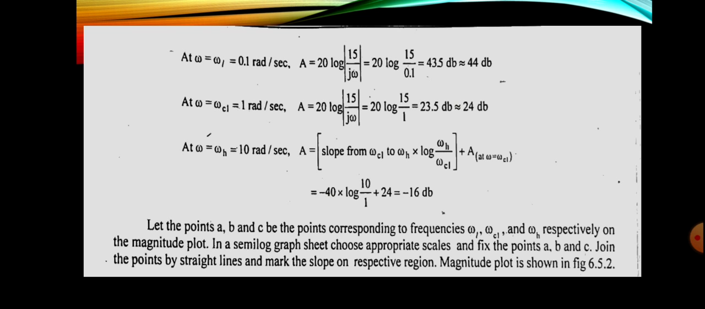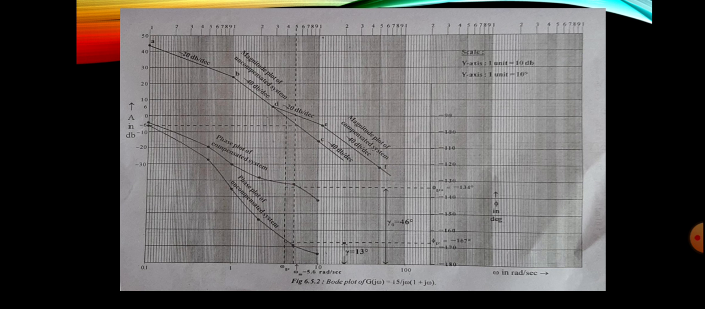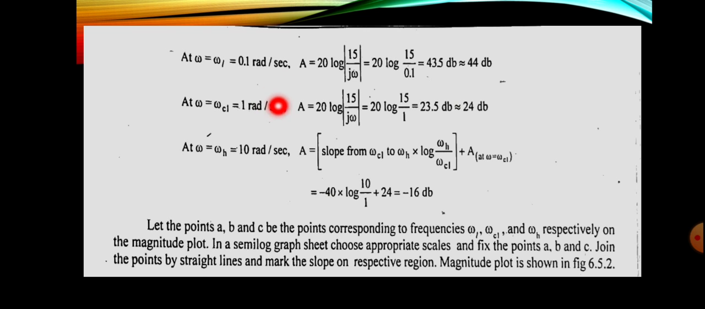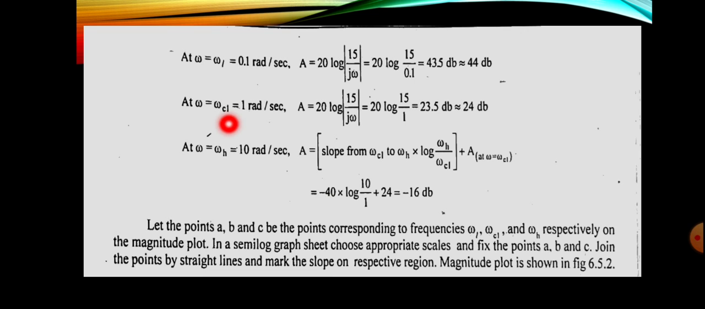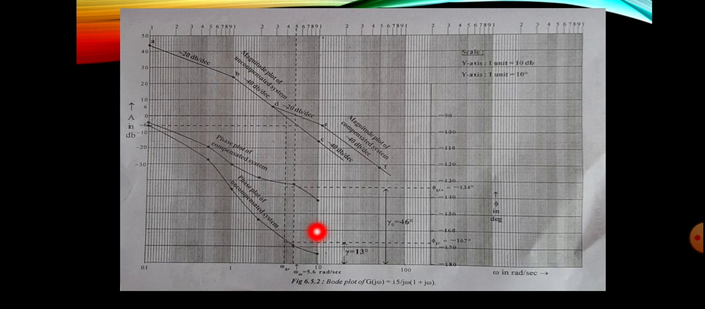So first of all, near 0.1, the value is 44 dB. That you can easily mark. At 0.1, the value is 44 dB. Next reading is 1. For 1 radian per second, it is 24 dB. That is somewhere between 20 and 30. That is marked as B. That is 24. Next, for 10 radian per second, it is minus 16. That is, 10 radian is here. For 10 radian, it is minus 16. So it is somewhere between 10 and 20. That is marked as C.